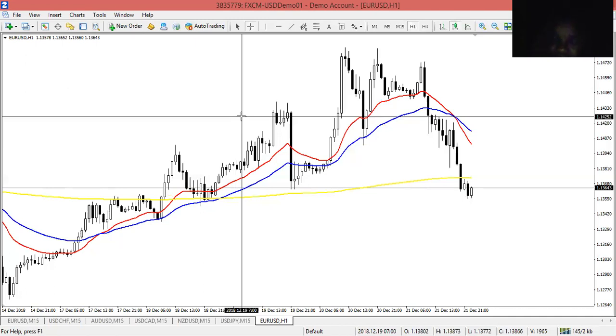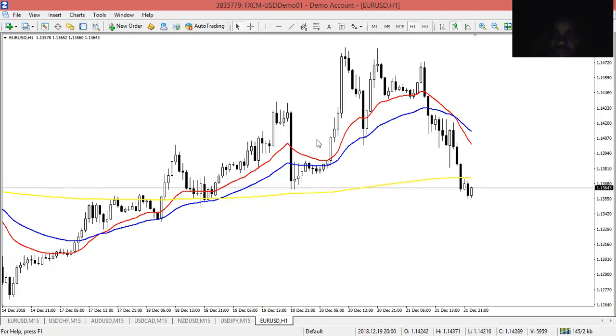Are you with me? I'm with you. So make sure you understand what I said. The first thing is you wait for this to cross. Then once the two of them have crossed, you need your confirmation, which is when this one crosses this again and crosses it back.